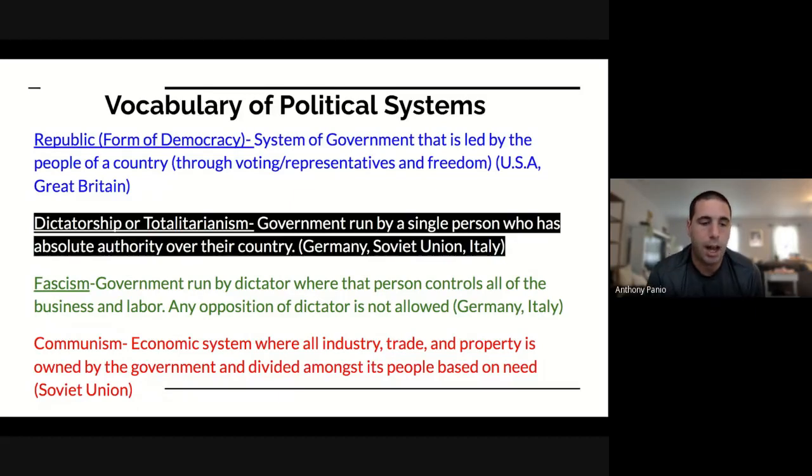Okay? And the way we run the country and the way we use our voice is basically we have the right to vote. Okay, so people go around and they vote for their leaders to speak on our behalf. That is a form of republic.